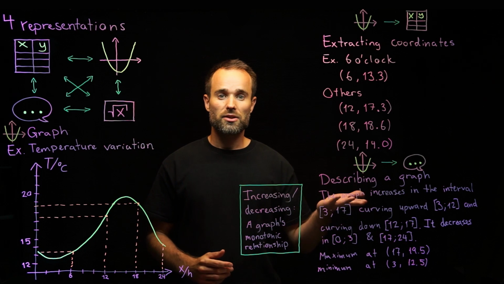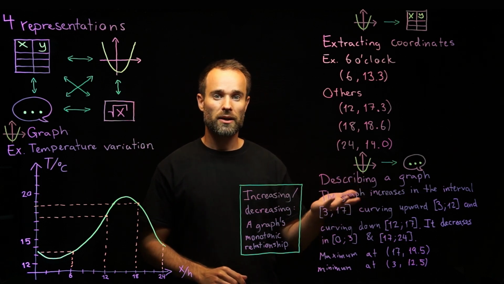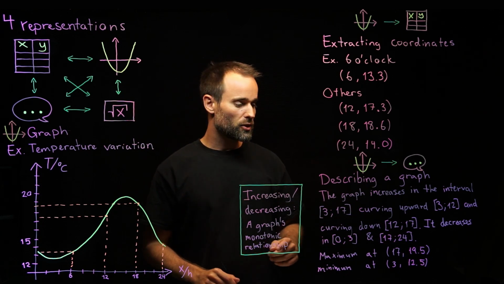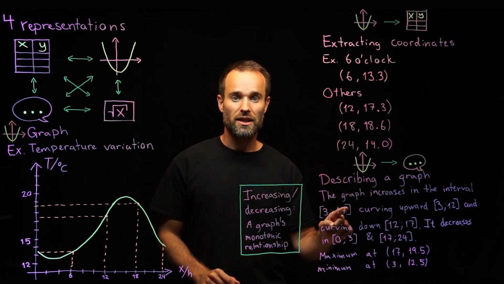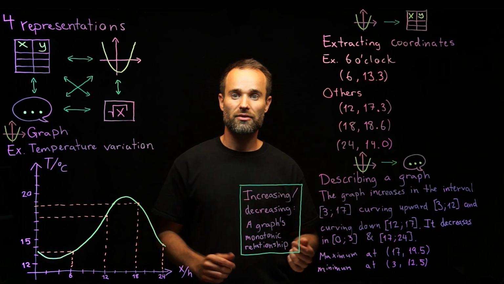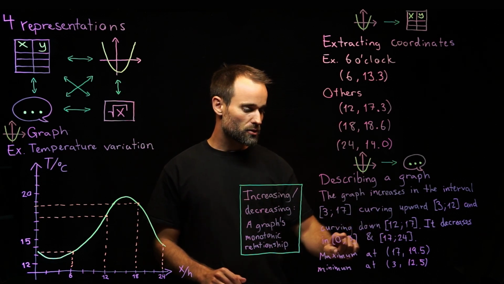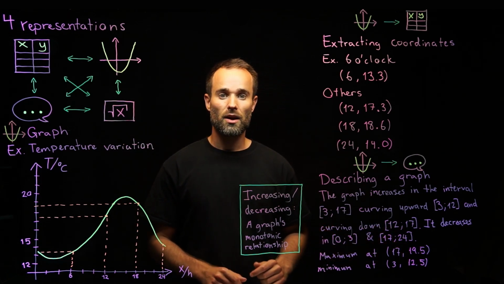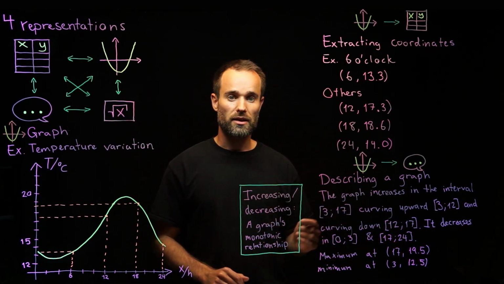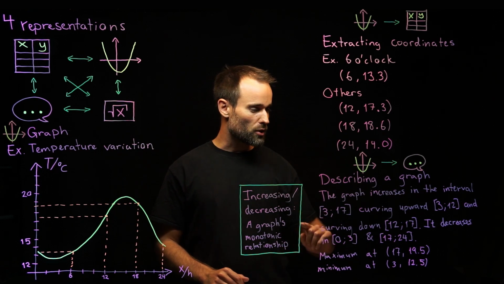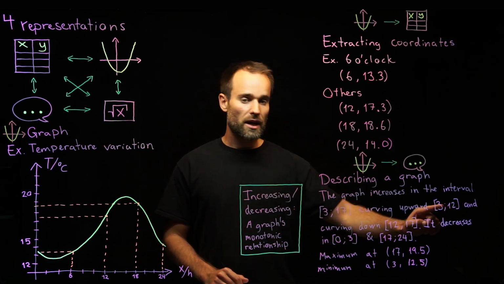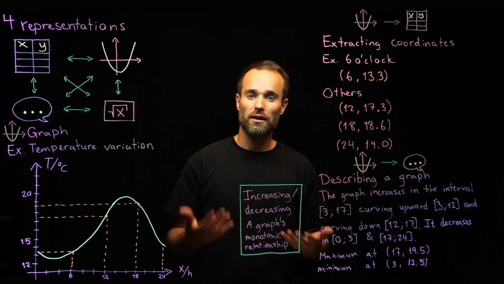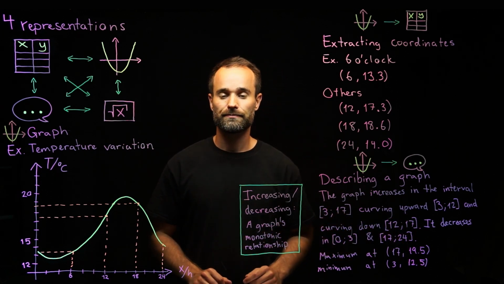Here, I've used interval notation in describing the graph's monotonic relationship. The interval reads 3 to 17, and I've added that the graph is decreasing from 0 to 3 and 17 to 24. While it is increasing from 3 to 17, it has an upward curve from 3 to 12 and a downward curve from 12 to 17, meaning that it flattens out over that interval.